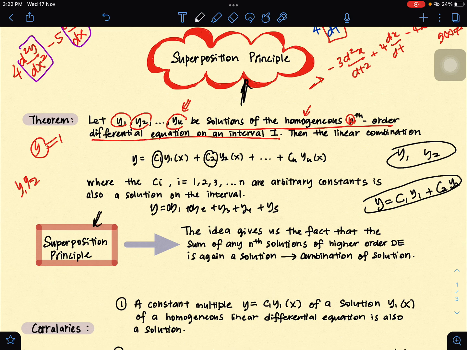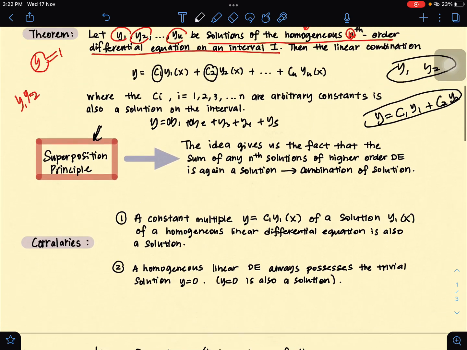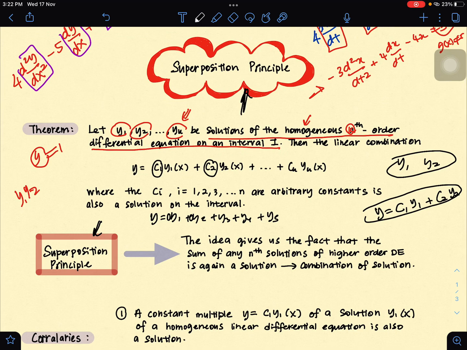Okay, so apa yang you kena ingat adalah the number of solutions that we will have for our differential equation is according to the order of our differential equation. If we have first order, then we only have one solution. If we have second order, then we have two solutions. If we have n order, then we have n number of solutions. And the combination of all solutions is also a solution according to the superposition principle. So superposition principle ini adalah theorem.